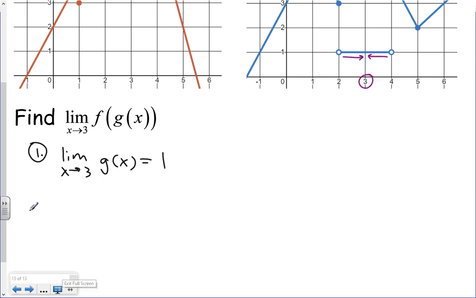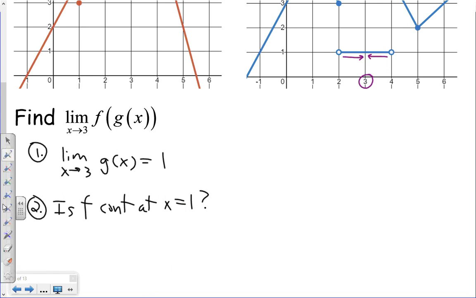And now, the second condition is we got to check for continuity. Is f continuous at x equals 1? And again, just to remind you of this, we're looking at the limit from the first condition. We're using that to figure out, do we have continuity as we approach that point there on the outside function.